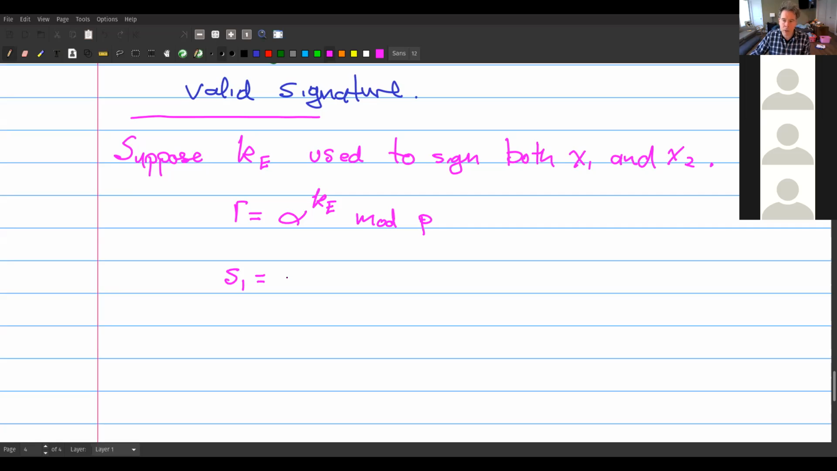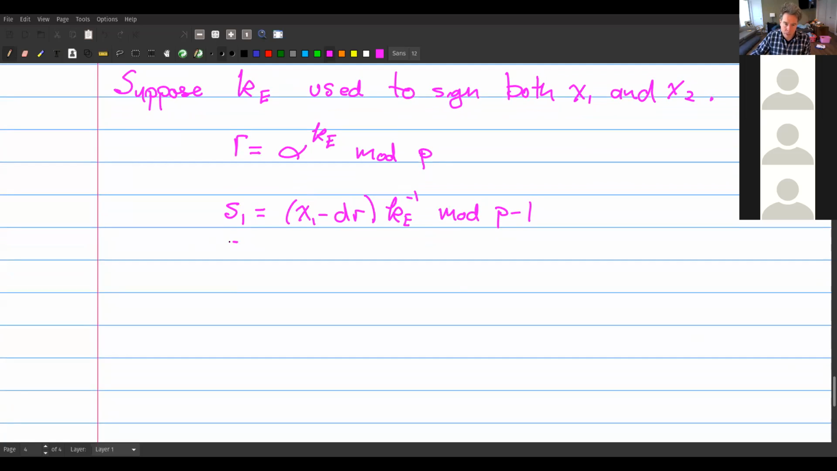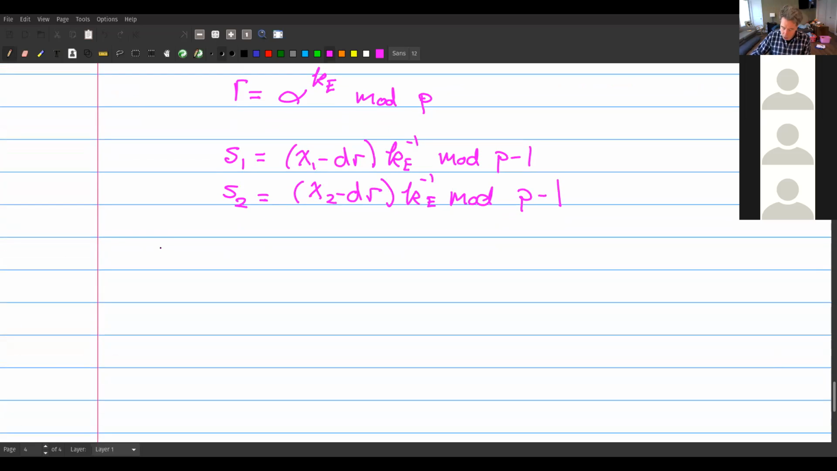So the S part of the signature for S1 will be x1 minus dr times KE inverse mod P minus 1. And S2 will be equal to x2 minus dr times the inverse of the ephemeral key mod P minus 1. So I'm gonna skip some of the algebra here. But now if you take the difference S1 and S2, then this KE factors out, and this part cancels, and what you get is x1 minus x2 times KE inverse mod P minus 1.